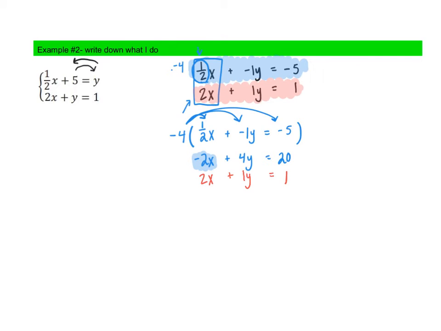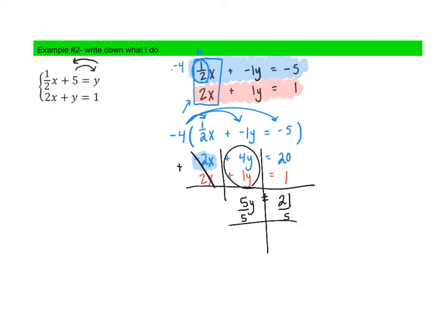And from there I have my system, so I'm going to go ahead and add and solve this. These cancel. I'm left with no x's. These y's add to 5y's equal 20 plus 1, 21. Next step is to solve for that y, so I will divide both sides by 5. And I get y equals 21 over 5. If I want to turn that into a decimal, I can really quickly. 21 divided by 5 comes out to 4.2.